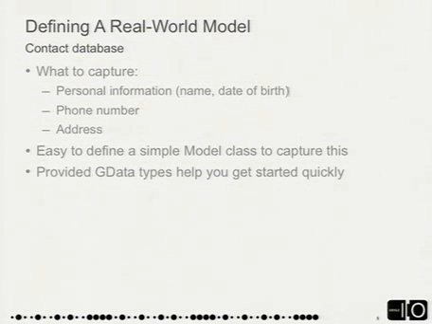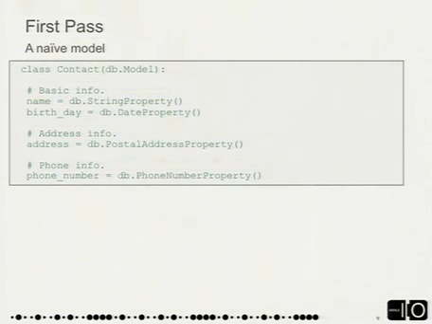So let's go and define one of these models. We're going to do a very naive first try. We're just going to define a class called Contact, and it's going to inherit from db.Model, which you import from the Google App Engine extensions package. All classes that are going to be used as a persistent class should inherit from Model.